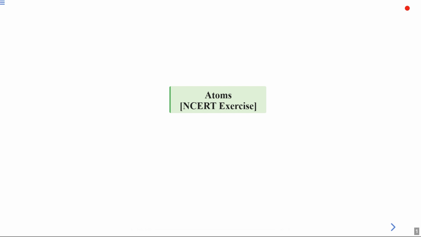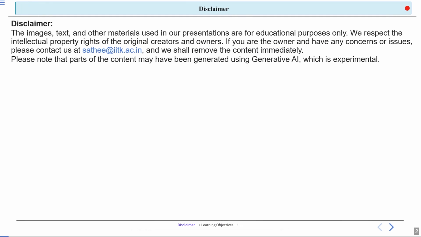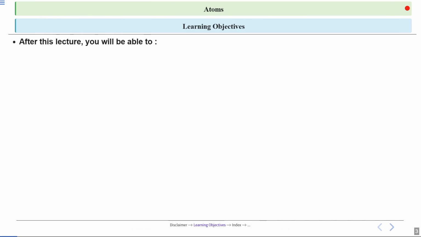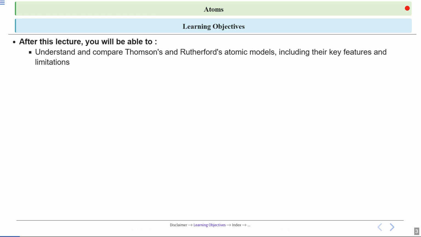Today we are going to discuss the NCERT exercise of chapter Atoms. Let's start by looking at what you will be able to do after this lecture. Our focus is on atoms, and by the end you will have a clear understanding of some key atomic models and how to apply atomic physics concepts.